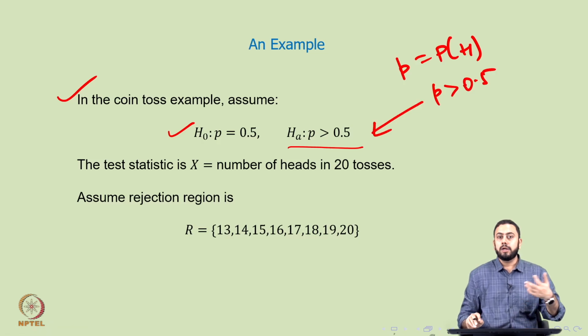Okay. So in the coin toss example, assume that these are the null and the alternative. Now what is a test statistic? The test statistic is nothing but the number of heads in 20 tosses.